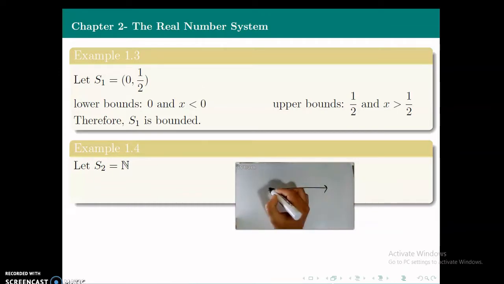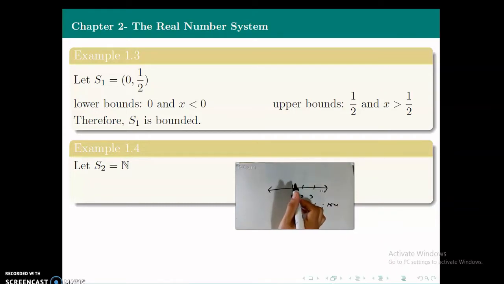Okay, for the set of natural numbers, we have 1, 2, 3, and so on. Now take note, the upper bounds are values greater than or equal to the set. So for the set of natural numbers, we know it is not bounded above, right? This is not bounded above, so there is no upper bound.